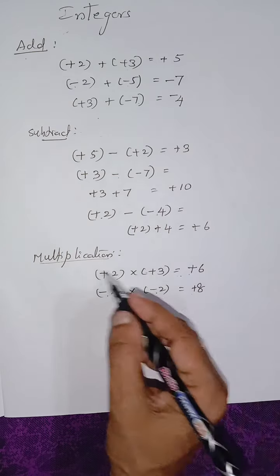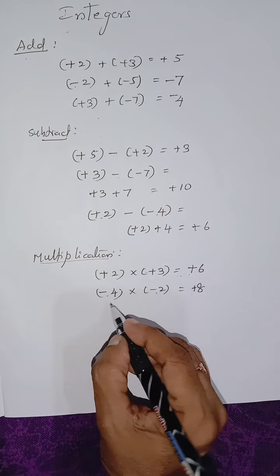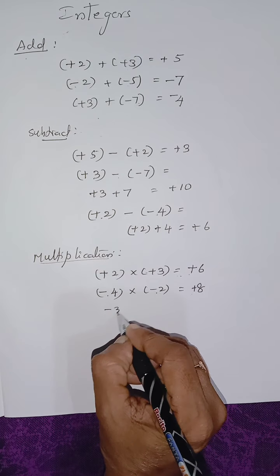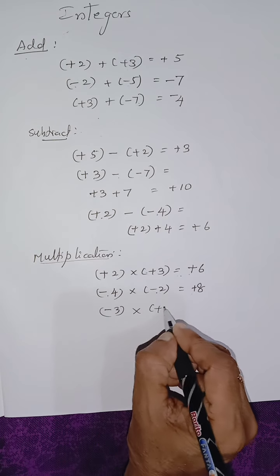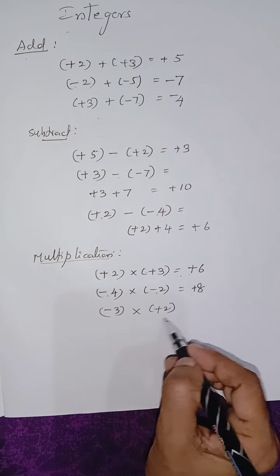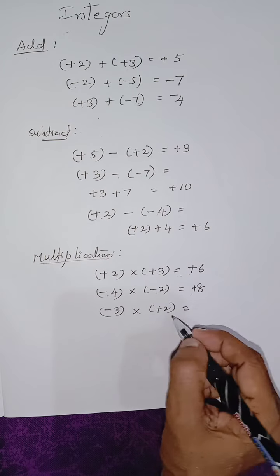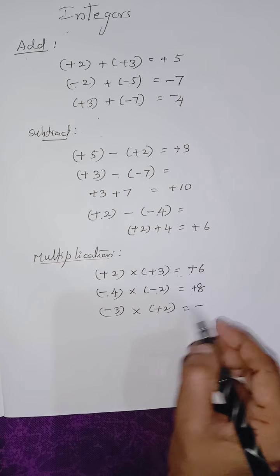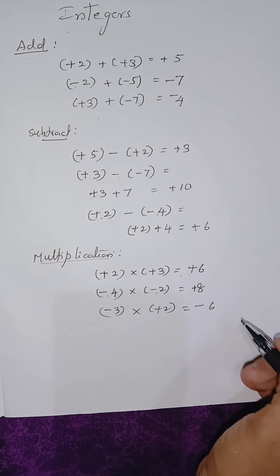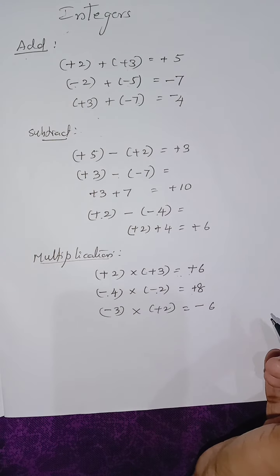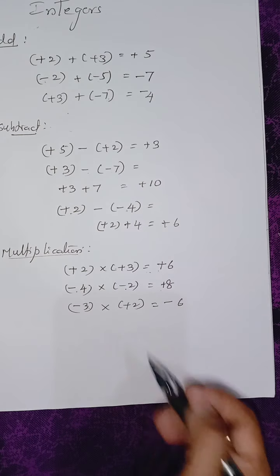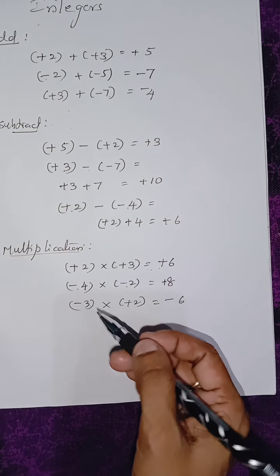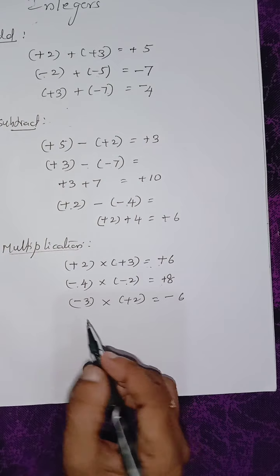In the case of different signs, for example, negative 3 into positive 2. Here both are different signs. So when it is a different sign, you should apply negative. Then multiply the numbers alone. 3 twos are 6. Clear, children? Let us see in short. In this multiplication itself, odd number of times of integers.